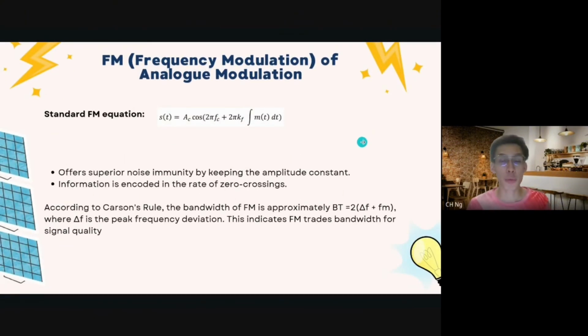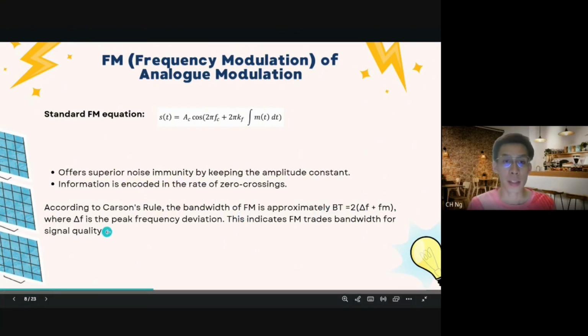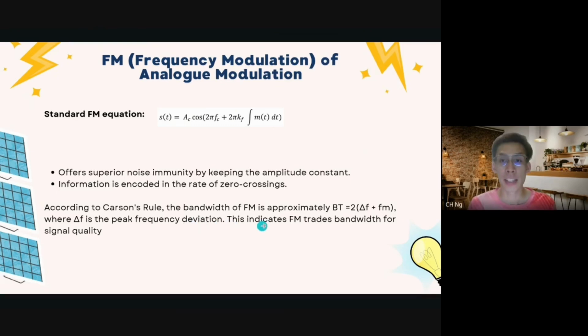Next, FM, frequency modulation, of analog modulation. So this is the standard equation of FM. It offers superior noise immunity by keeping the amplitude constant, and the information is encoded in the rate of zero crossings. According to Carson's rule, the bandwidth of FM is approximately this formula. So the delta F here is the peak frequency deviation. This indicates FM trades bandwidth for signal quality.